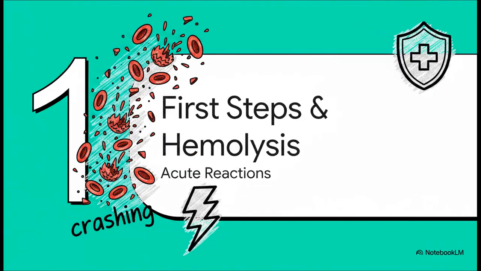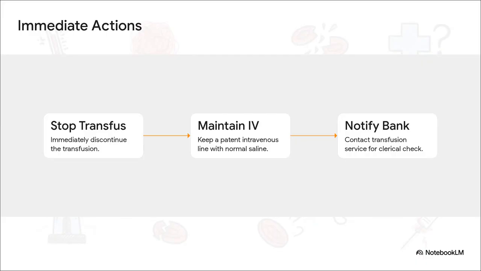Section 1. First steps in acute hemolysis. Because when a patient starts crashing, you need to have reflexes of steel. Okay, the absolute most crucial takeaway here. Step 1 is always, and I mean always, to stop the transfusion immediately. That is your first, undisputed, highest yield management step for any acute reaction. Boom, done. Next, you've got to maintain IV access, run some normal saline to keep the vein open, and stabilize their airway, breathing, and circulation.